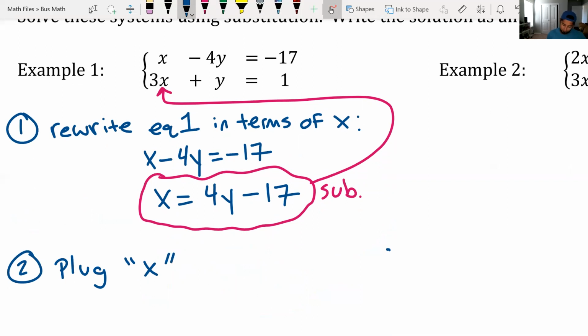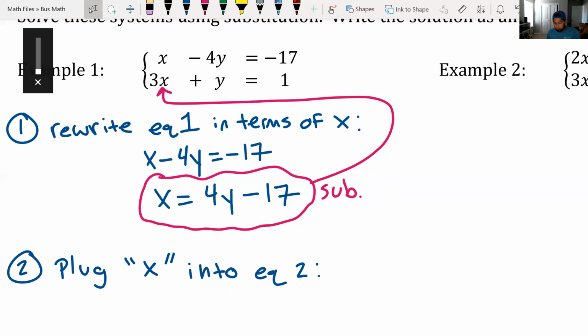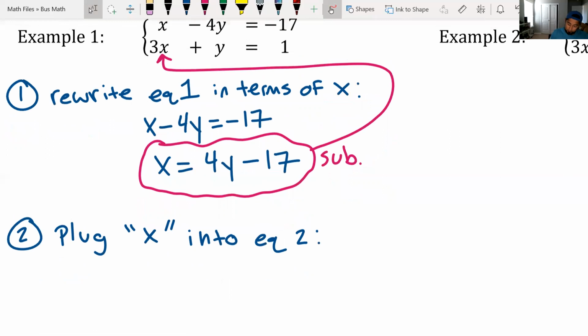Plug x into equation 2. I'm going to flip my laptop. Hang on. Oh, oops. There we go. So we plug x into equation 2. So here is what we have now.